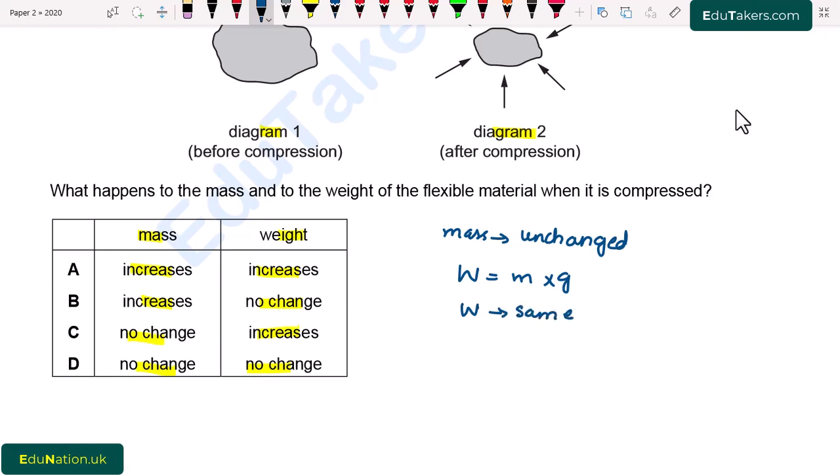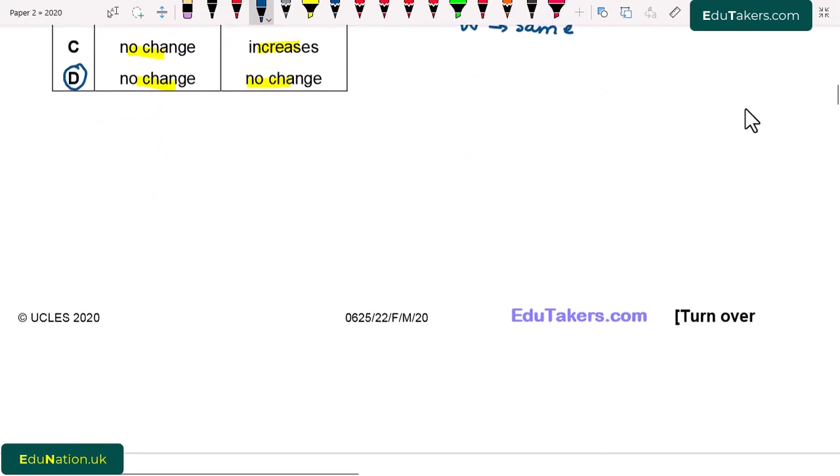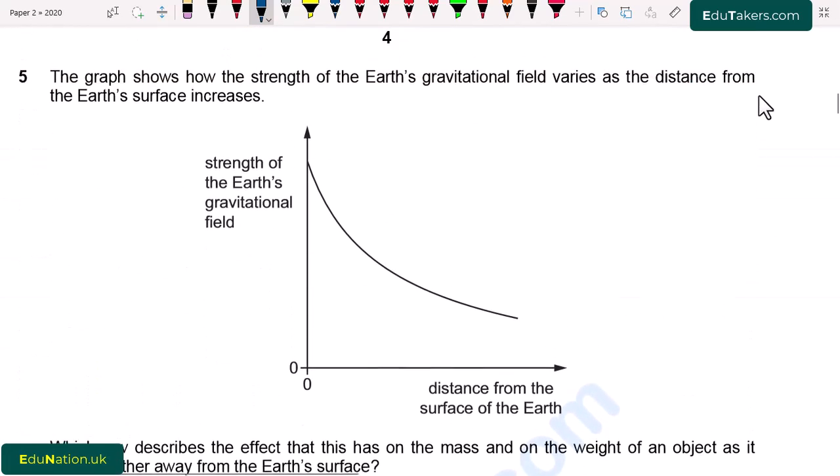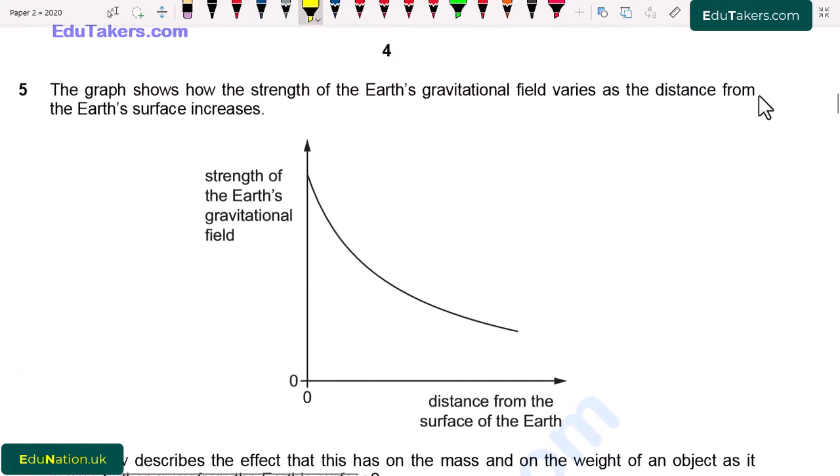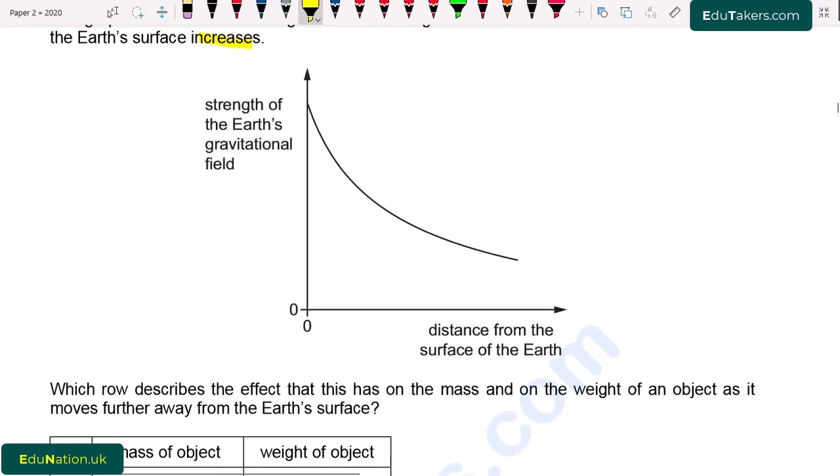So from here, D option is correct, which shows that no change in the weight and mass. Question number 5. The graph shows how the strength of the Earth's gravitational field varies as the distance of the Earth's surface increases. So this graph shows the strength of Earth's gravitational field with the distance from the surface of the Earth.